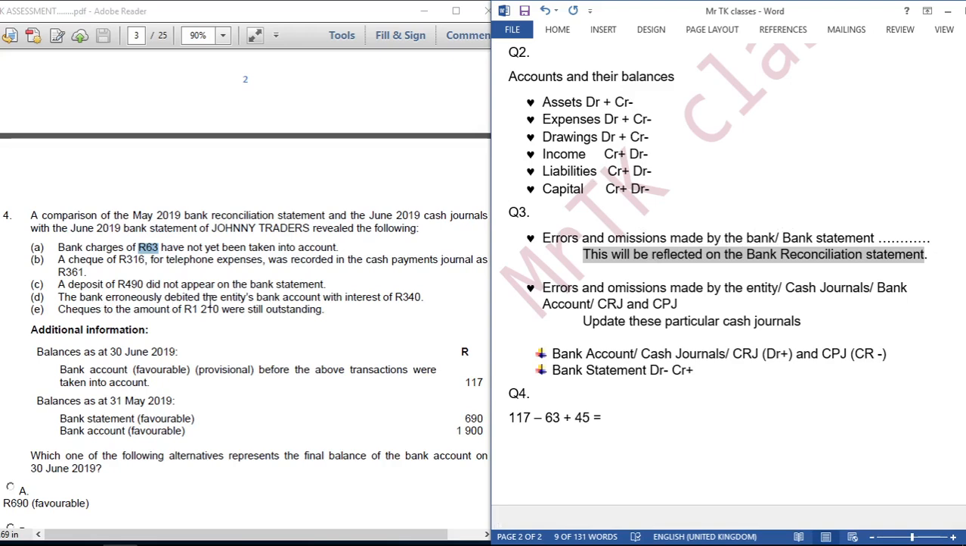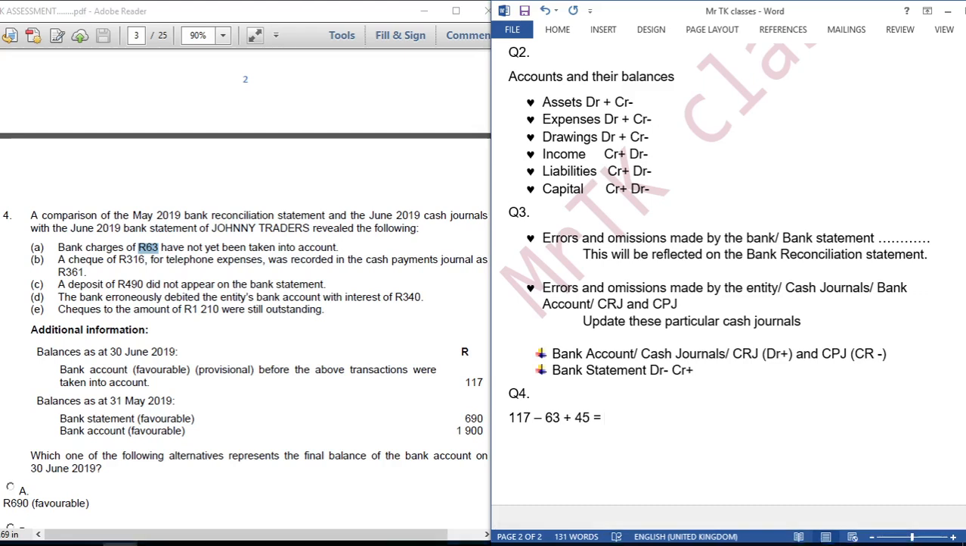The bank erroneously debited the entity's bank account with interest of 340. This is an error made by the bank, so it doesn't come to our cash journals. Checks to the amount of 1,210 were still outstanding. So we should show them as a reconciling item in the bank reconciliation statement, because they were outstanding on the bank statement. We didn't see them.